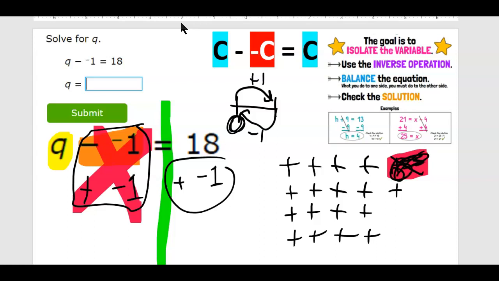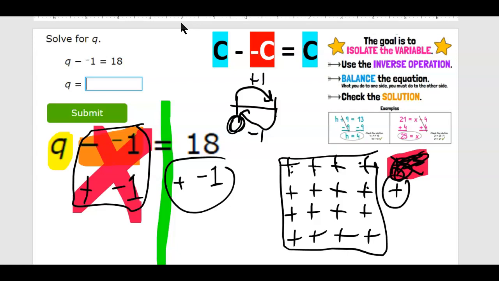So what does that leave us with? How many positives? 1, 2, 3, 4, 5. Whoops. 1, 2, 3, 4. Let's do this. I can do this. 4 times 4, right? 16, 17. So that's the same thing as 18 minus 1, isn't it? Yeah, it really is. How about that? So Q equals 17. Let's check it right here.